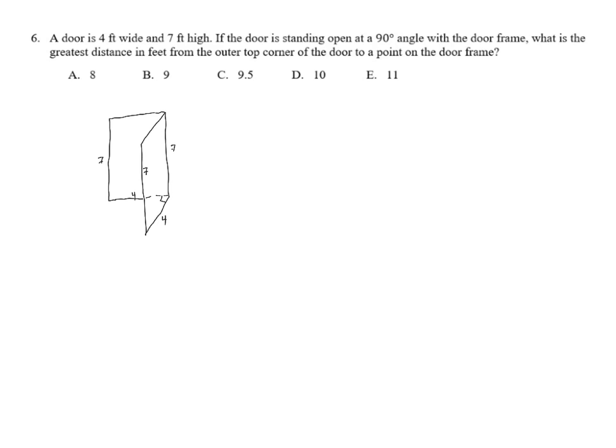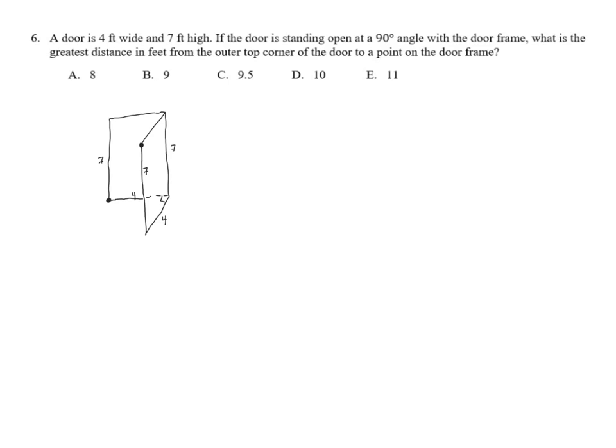And we're asked to find the greatest distance in feet from the outer top corner of the door to a point on the door frame. Well, the outer top corner on the door is this one right here. And the furthest part on the door frame has to be the lower left corner on the door frame. So we need to figure out what that distance is.